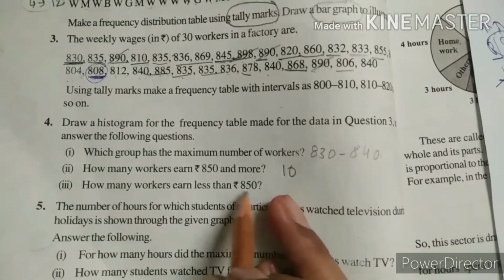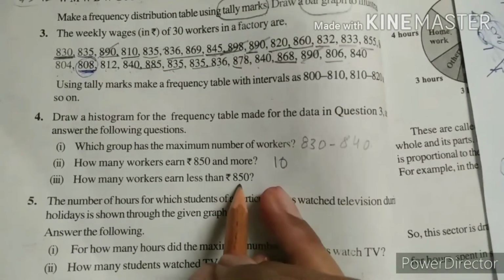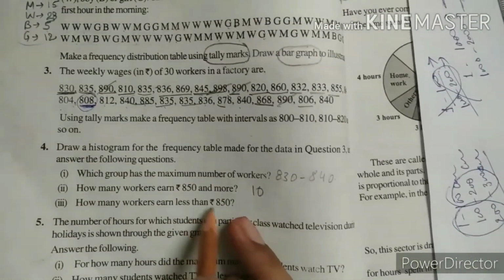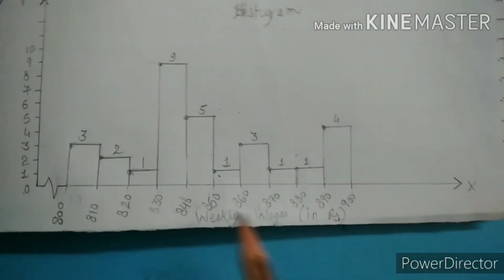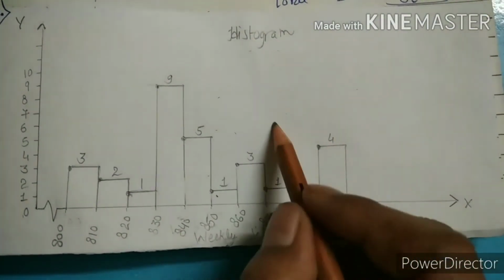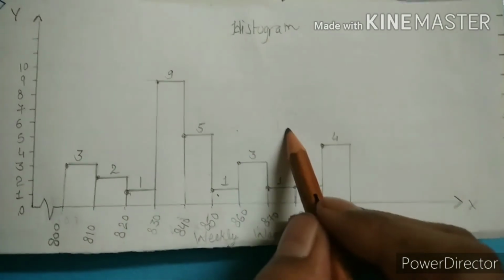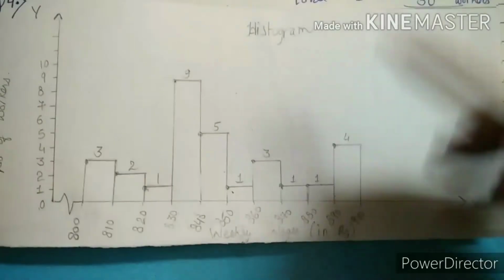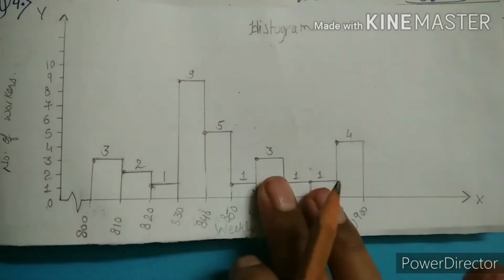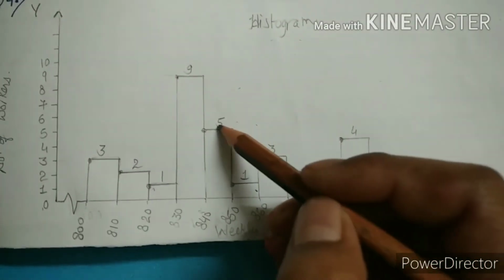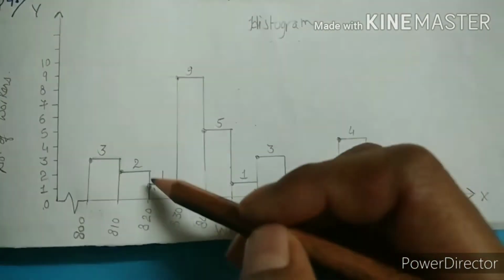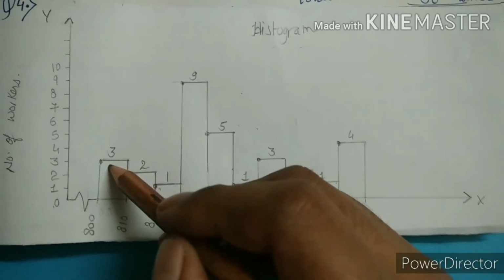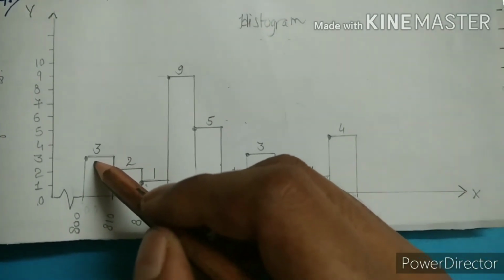Okay, now the last question, how many workers earn less than rupees 850? The 850 bar will not come here, because they say only less than 850. So here is 850, and this section is 10. Thirty minus 10 is 20, because in question number 3 they gave us 30 workers. Let's count it: 5 plus 9 is 14, 14 plus 1 is 15, 15 plus 2 is 17, 17 plus 3 is 20. So the answer to the last question is 20.